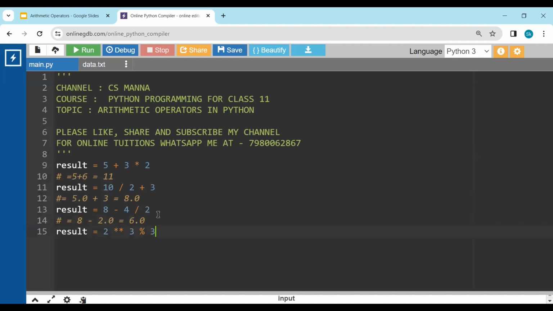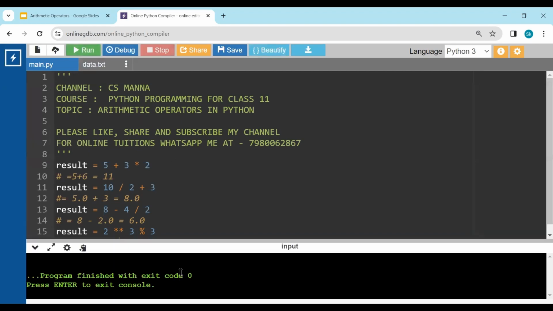Now, the last one, here we are getting 2 to the power of 3, then modulus 3. So 2 to the power of 3 will be 8. Okay. So power will be done first, and then modulus 3. So 8 modulus 3, the remainder will be 2. This time, as all the values are integers and there is no operation which will give you a decimal, the result will be 2.